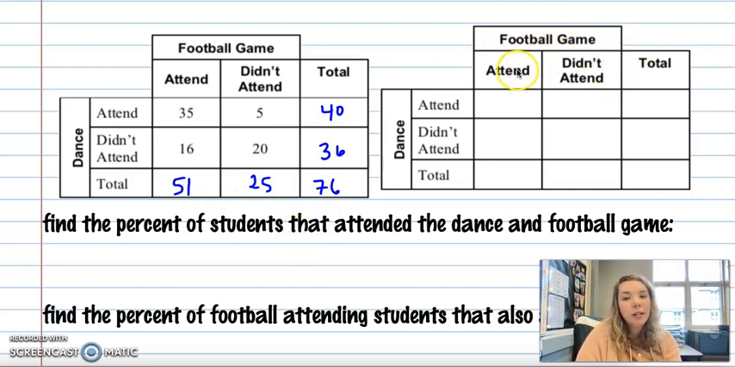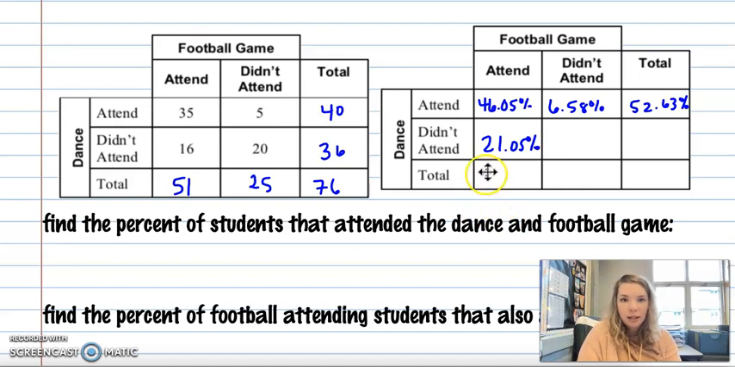All right, so if we're going to make our relative frequency table, we're going to do that by dividing by the grand total times 100. So for the first one, we'd have 35 divided by 76 times 100 is 46.05%. 5 out of 76 gives us 6.58%. And then you can just add those, or you can divide. Both ways should give you 52.63%. If I took 40 over 76 times 100, I would still get that. Next row, 16 out of 76 times 100 is 21.05%. So if I add that to 46.05, I will get 67.10. For this one, 20 out of 76 times 100 is 26.32%.